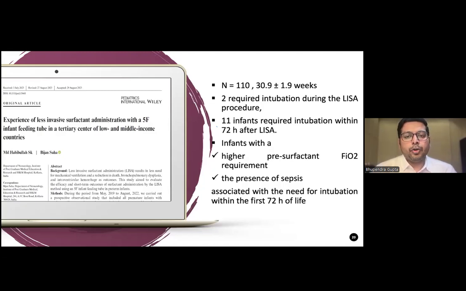So in SSKM hospital, we have published data regarding LISA, and in that observational study, around 110 neonates were studied, and the mean gestation was around 31 weeks. In SSKM hospital, we used a size 5 OG tube, and during the procedure, only 2 required intubation, and among 110, 11 infants required intubation within 72 hours. And we saw a higher intubation rate where the neonates had a higher FiO2 requirement before the procedure and the presence of sepsis.